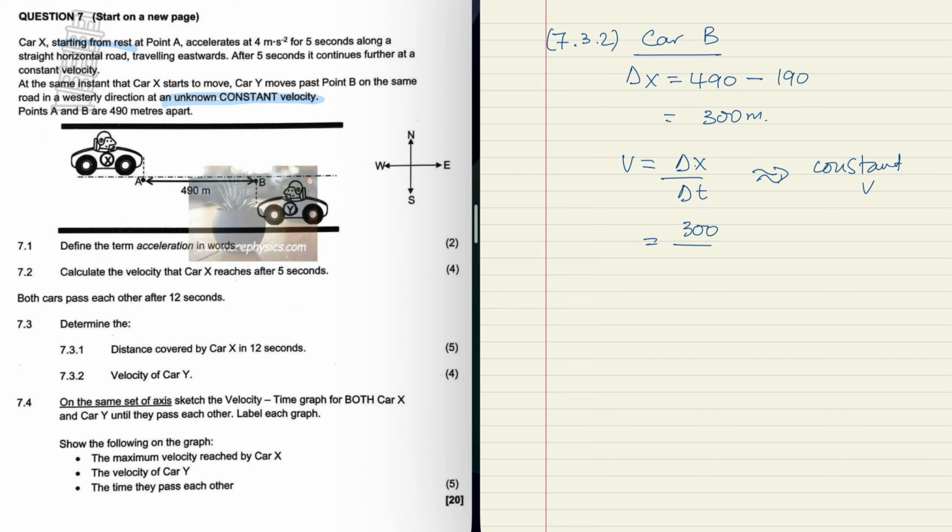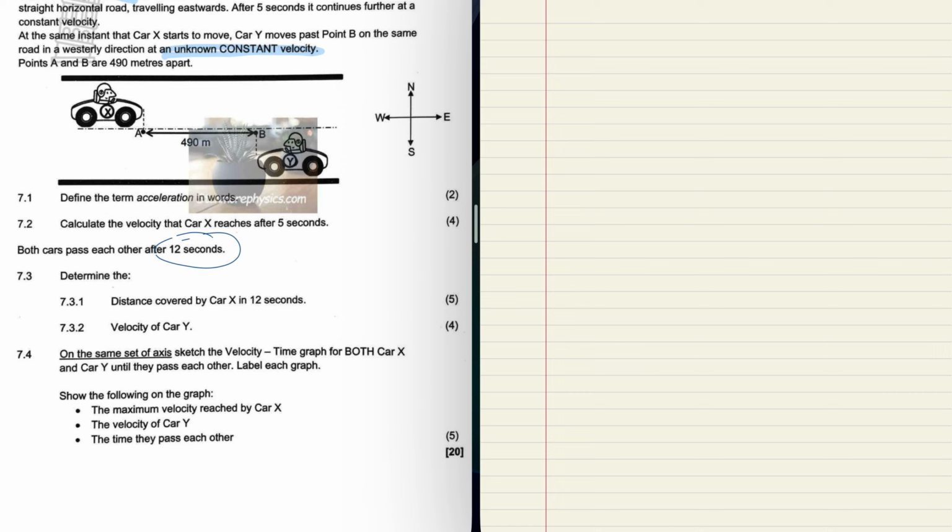Question 7.4, on the same set of axes, sketch the velocity time graph for both car X and car Y until they pass each other. Label each graph. So we're going to have a velocity time graph like so. I'm going to choose east as positive. That means this section here is going to be west, and this section here is going to be east. Now this is a velocity time graph, and that's going to be time.